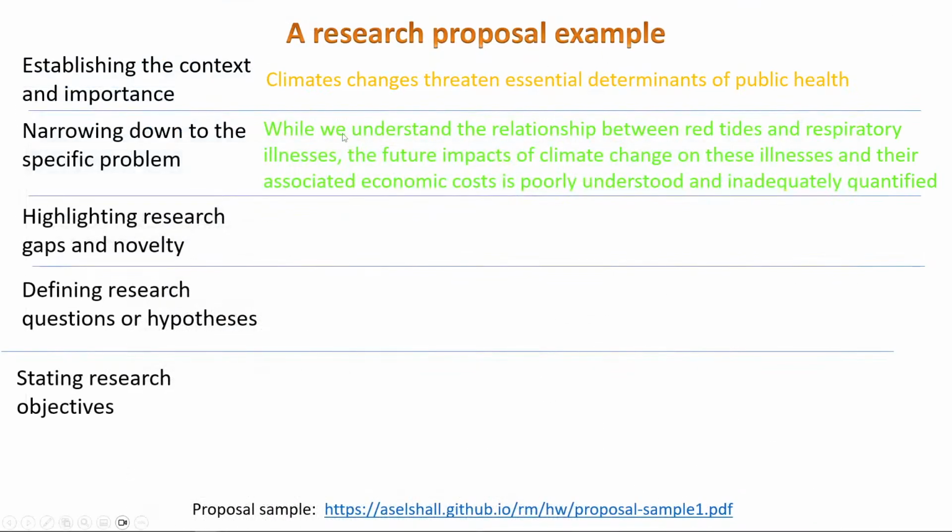Okay, but let's narrow down to specific problems. What is the specific problem? The specific problem is that while we understand the current impact of red tide on public health, we don't understand the future impact of red tide on public health. And the reason we don't know is that we don't know in the future, are we going to have more red tide? Are we going to have less? Is it going to be longer, wider in extent, more toxic? We don't know all these things.